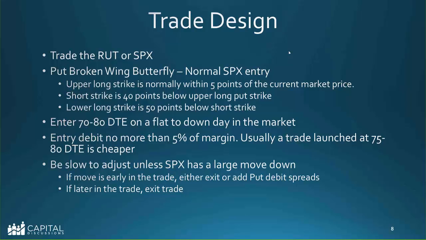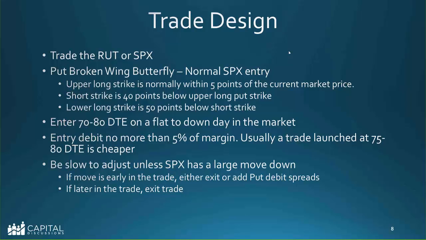And one of the philosophies we have is to be slow to adjust unless the market has a big move down. So a lot of people will see that we're only doing one reverse Harvey, and we're spreading them out, and they say, well, why don't you do more? Well, that creates more positive delta and gives you more risk of a bigger move down right away. So we try and slowly administer these adjustments.